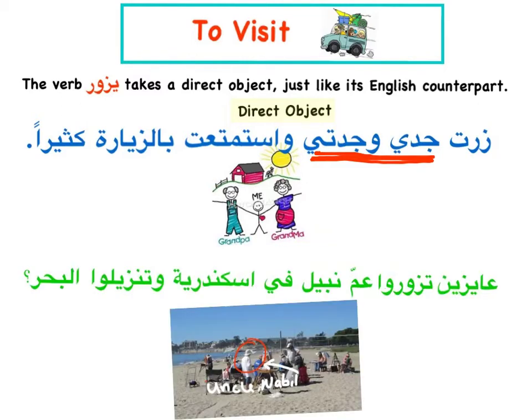And in عامية you can say عايزين تزوروا عم نبيل في اسكندرية وتنزلوا البحر. Okay, so it means do you want to visit Uncle Nabil in Alexandria and go to the sea? So who are we going to visit is the object of our sentence. So تزوروا, أنتم تزوروا, فعل فاعل, and عم نبيل here is the direct object, is the person that we're going to visit.